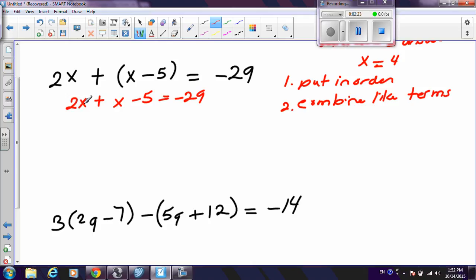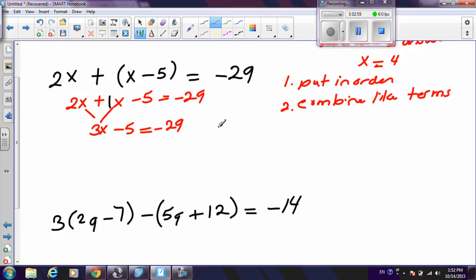All right, so now you notice we have a variable of an x and a variable of an x. Well, we can combine those. So we know that the number that's in front of this x who's by himself is really a 1. It's really like having an imaginary 1 there. So I can say, well, what is 2 plus 1? Well, that's 3. And of course, those x's, it's just plain x. Alrighty, so 2x plus 1x gives us 3x. Bring down my minus 5. And then bring down my equal sign and my negative 29.